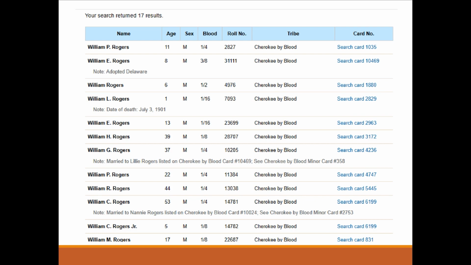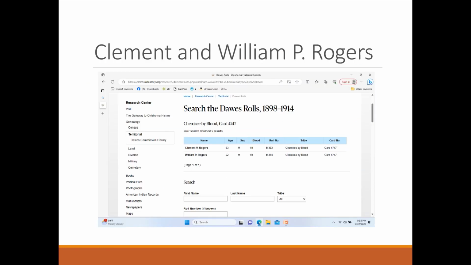And it also helps to know who else was in the family. So this says search card 4747. And you hear people talk a lot about the Dawes census card. So I'm going to click on this one. And the person on the card with Will is a Clement V. Rogers. And his father was Judge Clement Rogers. According to this, he's 63 years old. They're both Cherokee by blood, and they're both 1/4 Cherokee.